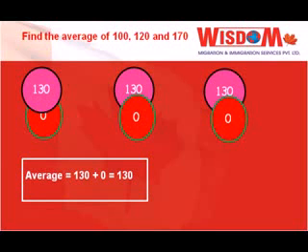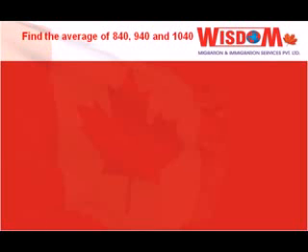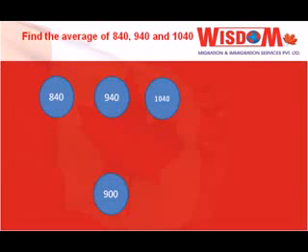Now let me solve a question for you so that you can understand it better. Let's see this example. Now please solve this example side by side with me so that you can understand its insights. Now I have these 3 numbers, 840, 940 and 1040. Now I can assume any number to be the average, and it is not compulsory that it should be from these three numbers. Now let me assume 900 to be the average.